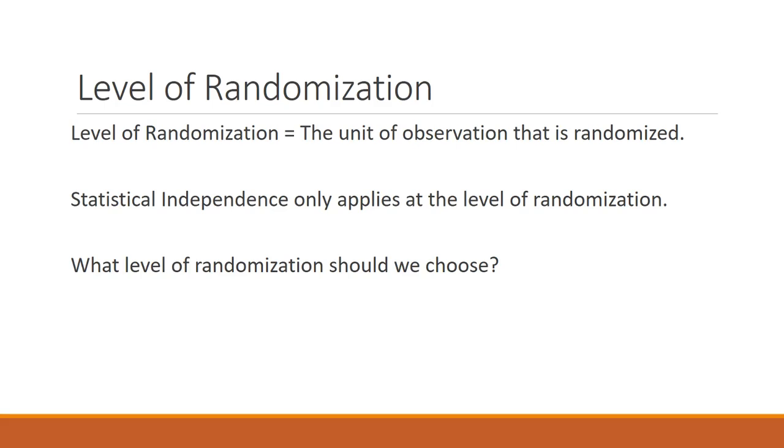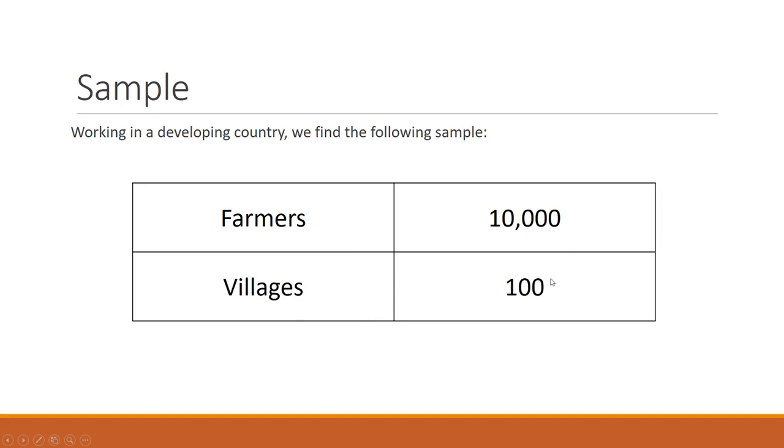So what level of randomization should we choose? What do I mean by that? What I mean is that I can randomize. Remember my sample. I've got 10,000 farmers, 100 villages. I can randomize at the farmer level, or I can randomize at the village level. What does that mean? If I randomize at the farmer level, that means I'm going to take 5,000 farmers, and I'm going to give them the treatment, the intervention. They're going to get the fertilizer. And I'll take the other 5,000 farmers, and I will not give them the fertilizer. So they're the control.